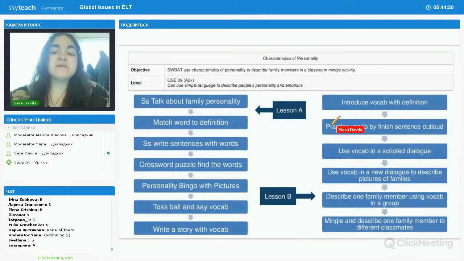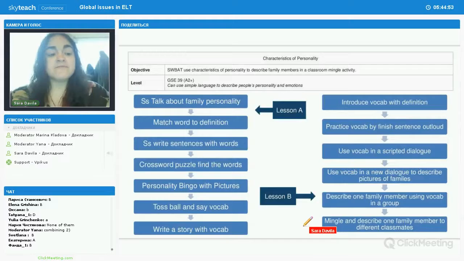Now, this is different from lesson B. In lesson B, I introduce my vocabulary with a definition. Then I practice my vocabulary in a sentence. I'm using that vocabulary in a dialogue. And then from there, each activity following is some kind of dialogue activity, using the dialogue to describe my family members, finally describing one family member, and then finally a mingle to describe family members in different classrooms. Of these two activities, lesson B has the better scaffolding, and I'll explain to you why.